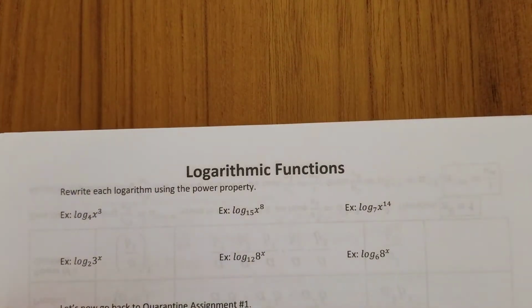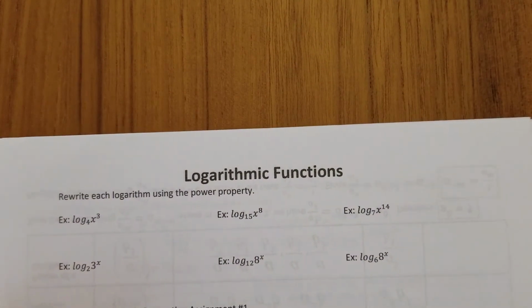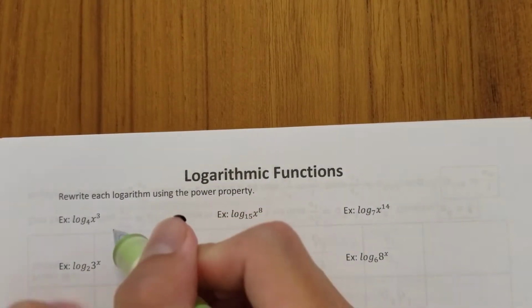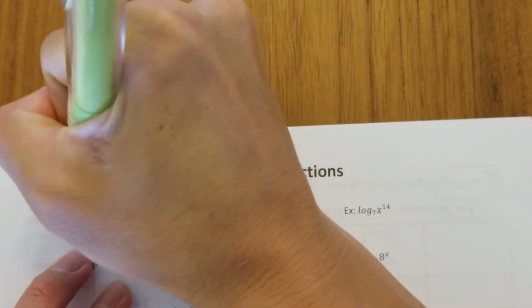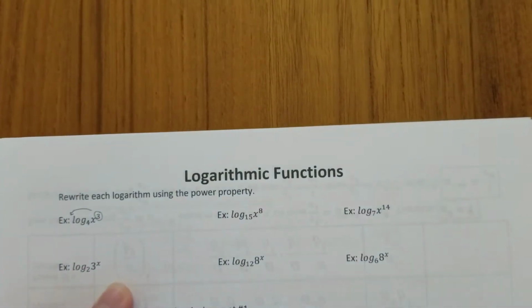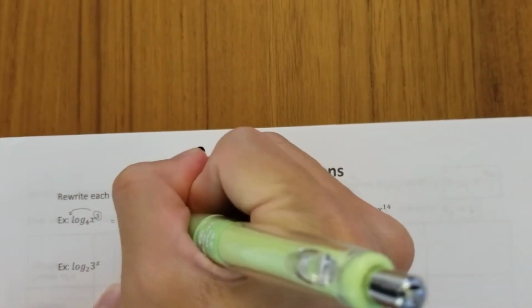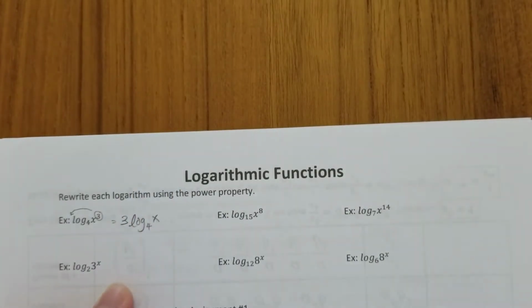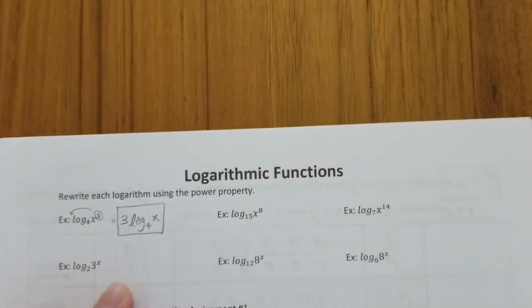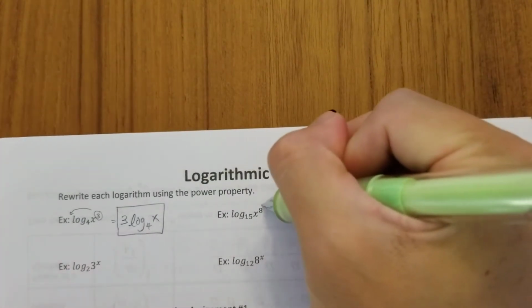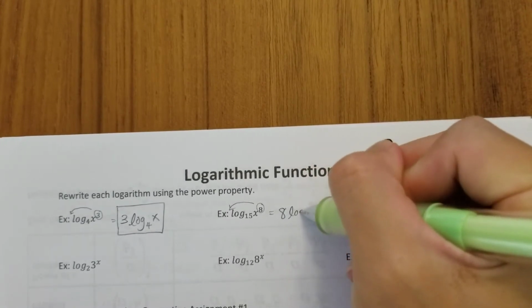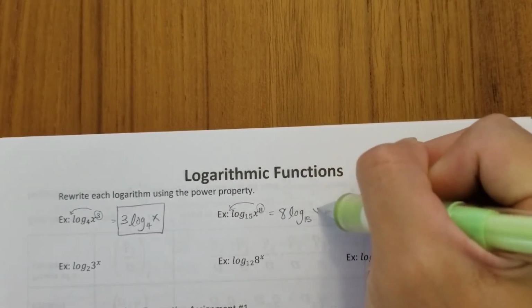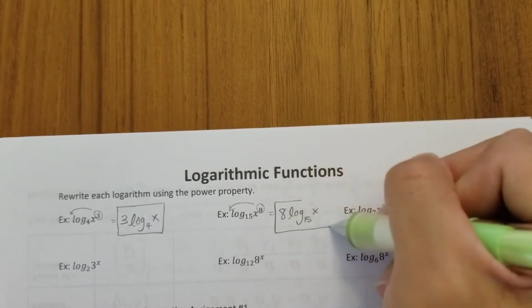So what we want to do is rewrite each logarithm using the power property. What I see here is that this is log base 4 of x cubed. So basically this is just going to come right down here. So this is the same thing as 3 log base 4 of x. That's it. This exponent gets dropped down here. This is 8 times log base 15 of x.